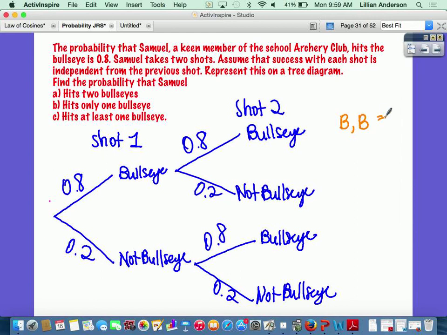To find the probability that he hits a bullseye both times, you multiply both of those branches. Multiply 0.8 by 0.8, and what do we get? You will need a calculator. 0.64. So the probability of hitting a bullseye twice is 0.64. And all you do to get those numbers is multiply along the branches.